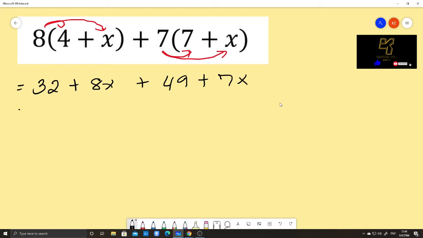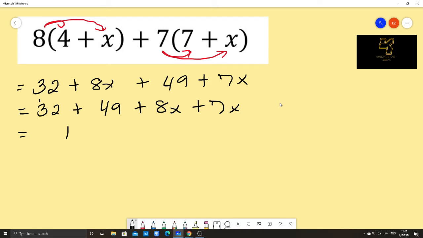Okay, next one. Let's regroup. We have 32 plus 49 plus 8x plus 7x. So 2 plus 9 is 11, carry 1. We have 7. 3 plus 4 is 7, plus 1, 8. So 81. Then 8 plus 7 is 15, so we have 15x.